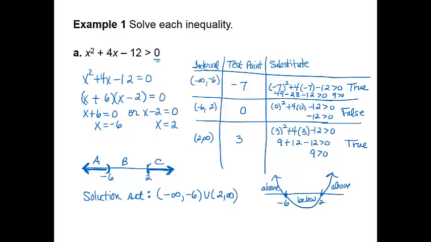So that means in the intervals to the left of negative 6 and to the right of 2, I'm going to have positive function values there, which was confirmed by plugging in a point. And so that's another way that you can use the graph to determine the solution of this inequality. You'll always have to go through and find your zeros, but after you do that, you can either test points or use the graph.